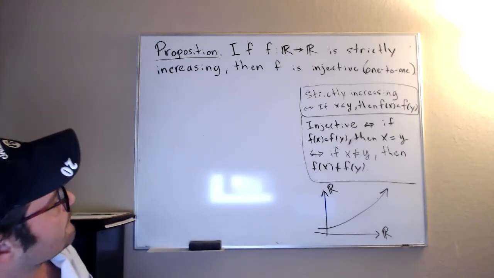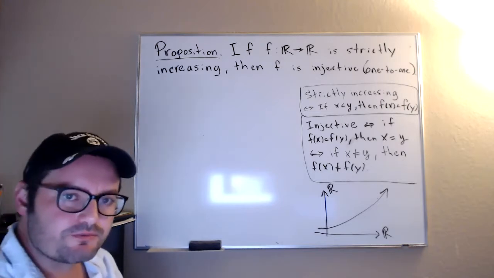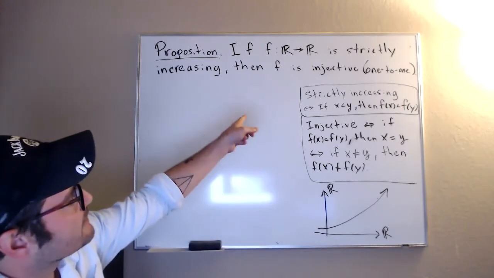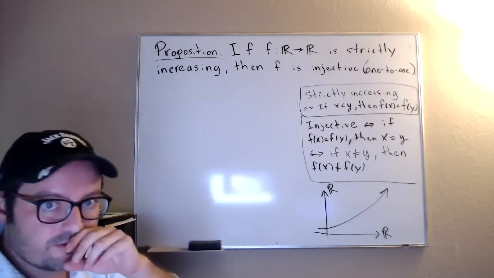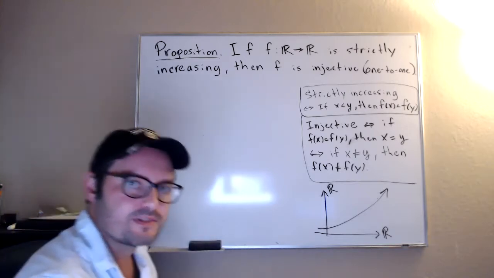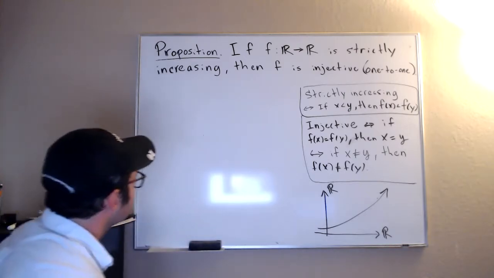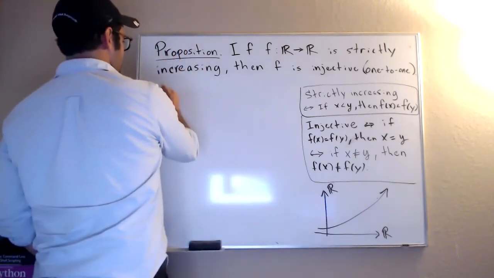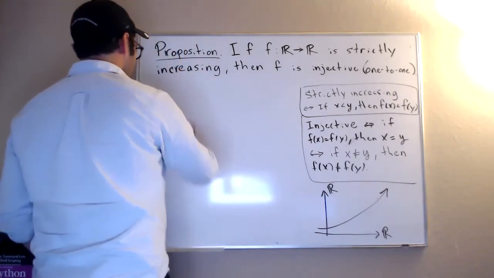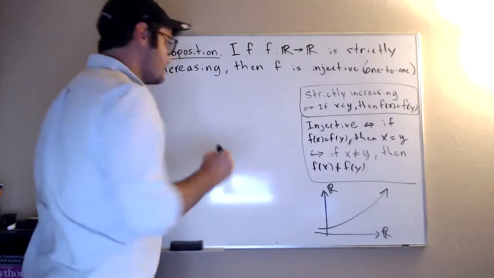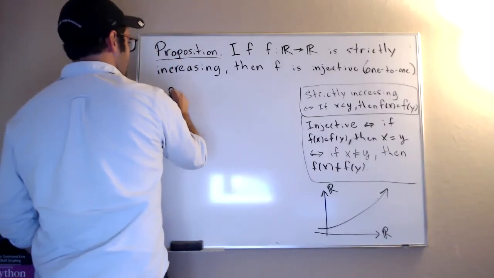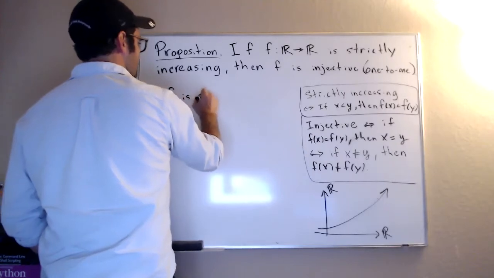So, okay, let's see what happens if we make that type of assumption. If we assume that it's strictly increasing and that it is not injective, right? Let's see what happens. So, let's say, I'm just going to make like bullet points here. This is like my scratch work. So we're going to assume f is strictly increasing.